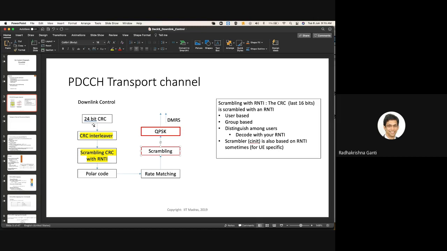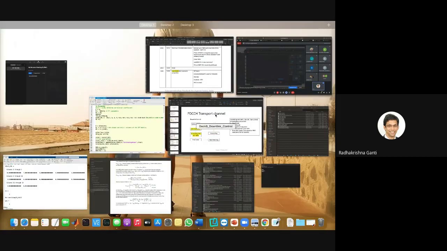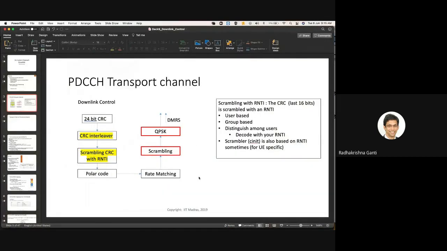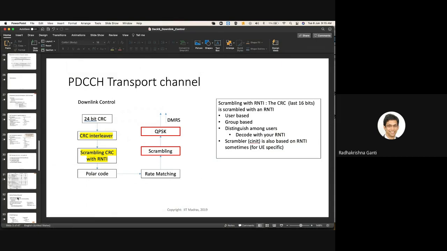There are multiple types of RNTI, by the way. For example, there is the broadcast data I told you about yesterday, which a lot of users have to decode, for example CORESET 0. That is scrambled by a specific RNTI, a group RNTI. There is some information which maybe 3-4 users have to decode, and they are specified by some RNTIs. We'll get into this RNTI business in a little while. I might have a slide somewhere actually, if you want.